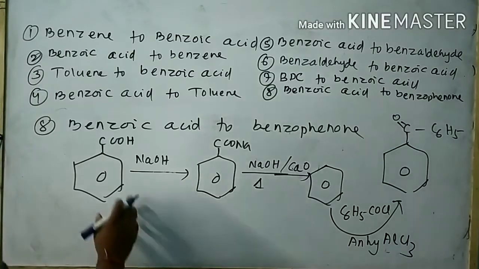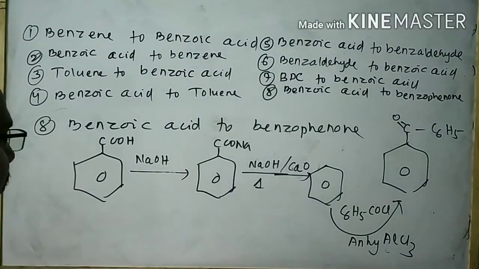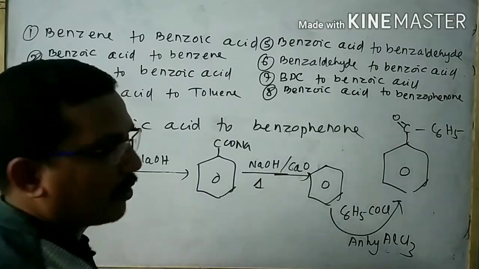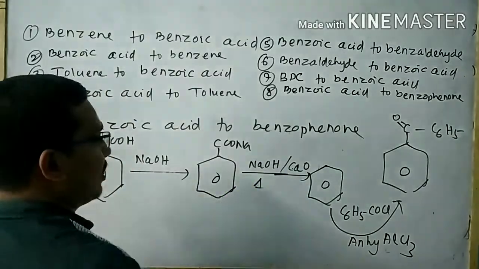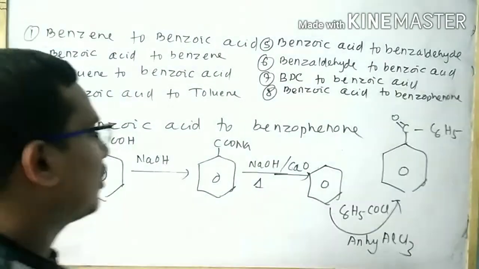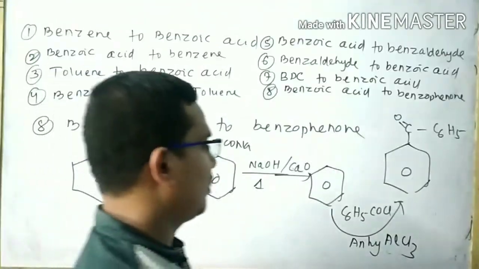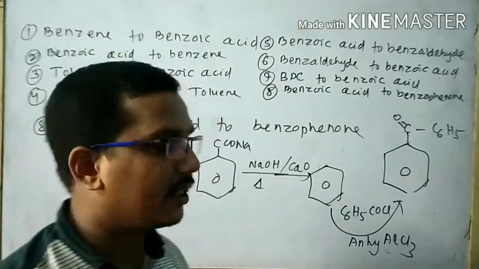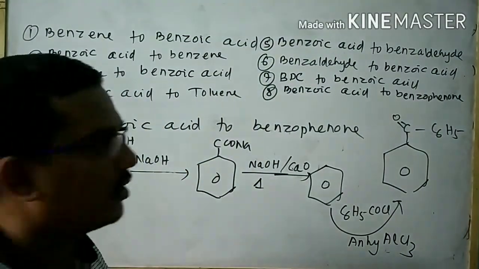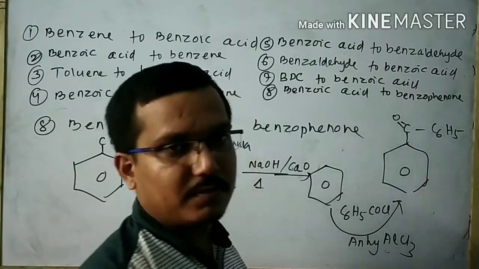Again, I will repeat: benzoic acid is subjected to reaction with sodium hydroxide. Sodium salt of benzoic acid is formed. Sodium salt of benzoic acid is subjected to the Dumas method, benzene is formed, and benzene undergoes reaction with C6H5COCl in the presence of anhydrous AlCl3, then benzophenone is formed.